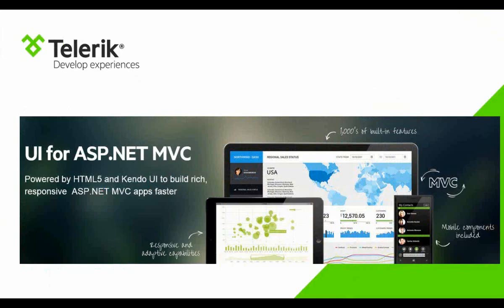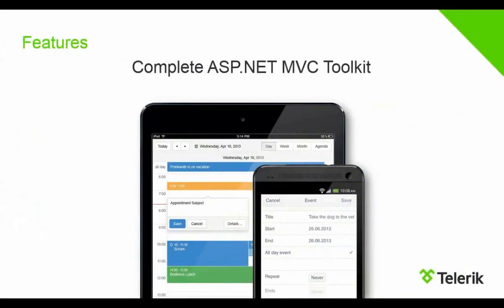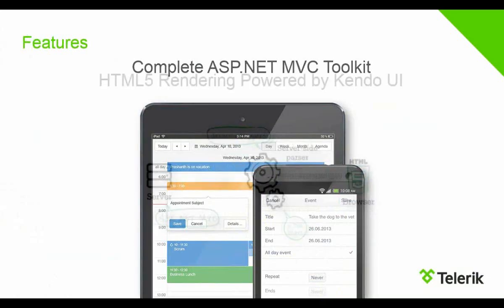I'm going to be building something along with you and show how it's done step by step. Some of the features: it's a complete ASP.NET MVC toolkit, meaning we have around 70 plus controls out of the box when you use our suite. If you download UI for ASP.NET MVC, you get 70 plus controls for your MVC application. That's what we mean by a complete ASP.NET MVC toolkit.